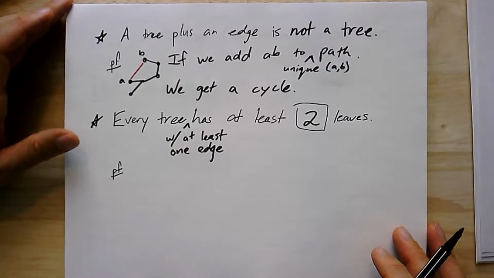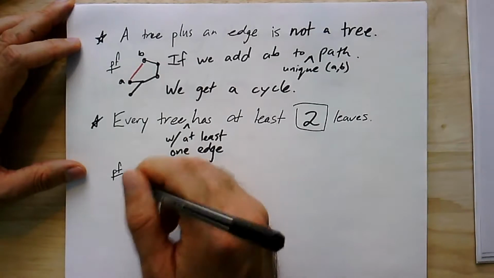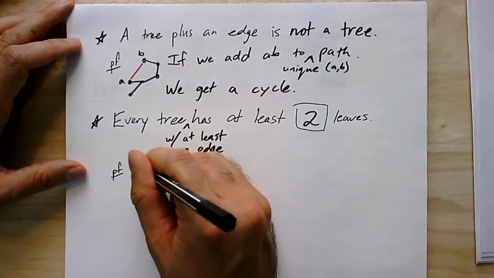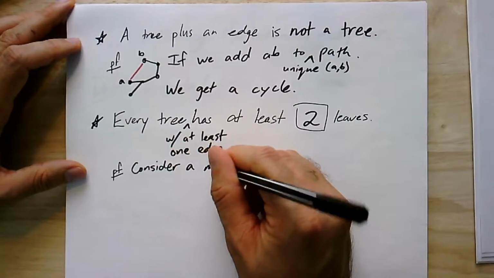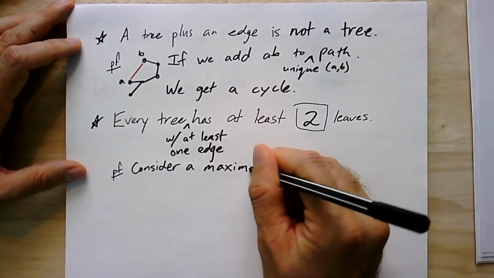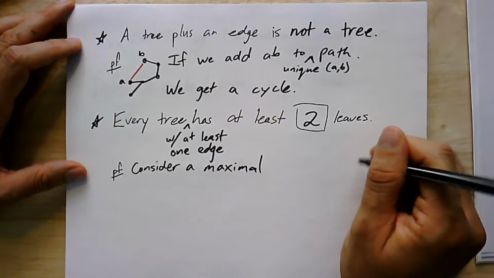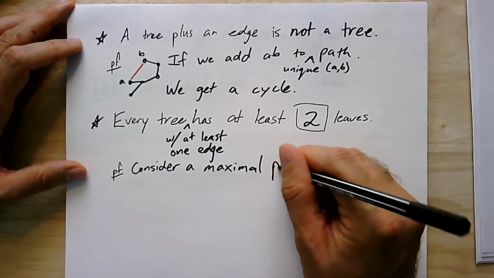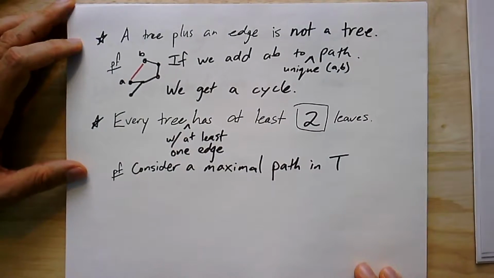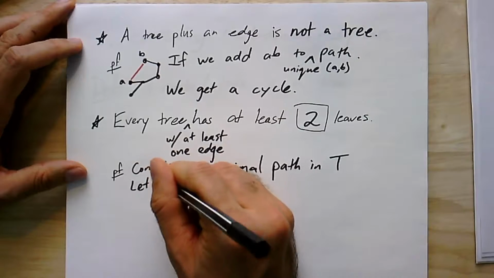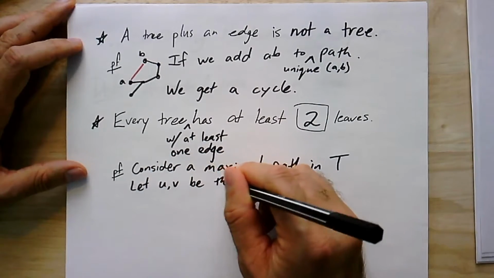A couple ways of proving this. You could do various kinds of induction. Here's one of my favorite ways of proving this. Let's just take a maximal path. Maximal is different from maximum. I just mean that I can't make it any longer. Like I can't add on any more edges and keep it a path. So it's a maximal path in the tree. And let's let u and v be the ends of the path. So this is a uv path.